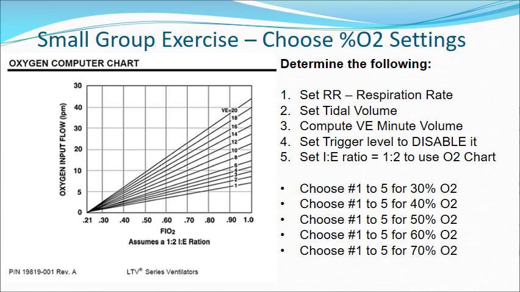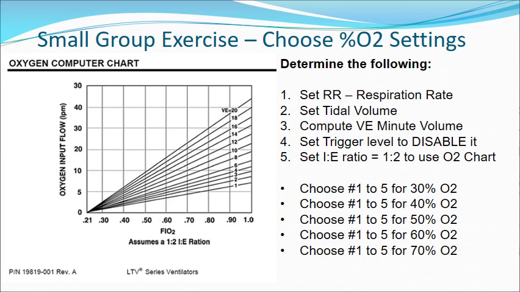Okay, time for another small group exercise. Choosing the appropriate settings for the ventilator to produce the correct oxygen saturation for 30%, 40%, 50%, 60%, 70% O2 coming out of the ventilator, which we can then use to calibrate the wind power oxygen concentrator analyzers. You need to figure out how to set up this ventilator and what the settings are going to be, and use the chart on the left to determine flow rates and settings.